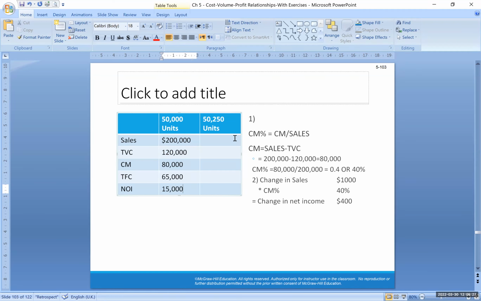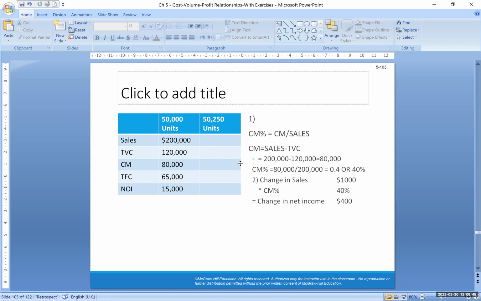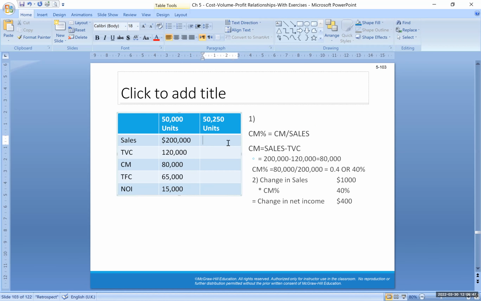According to the question, go back to the question. What is the estimated change in the company's net operating income if we can increase the sales volume by 250, and they give me the total sales change by 1,000? So we do have an additional 1,000 here. So the new number is simply 201,000, right? Why? Because it is given. The total sales dollars increased by 1,000.